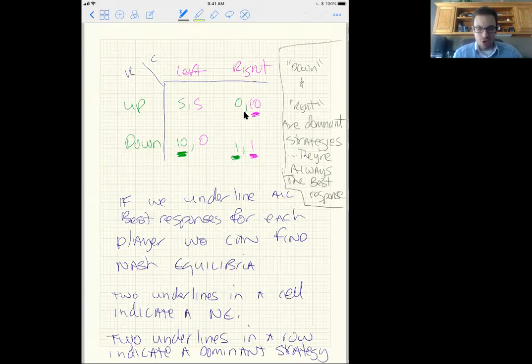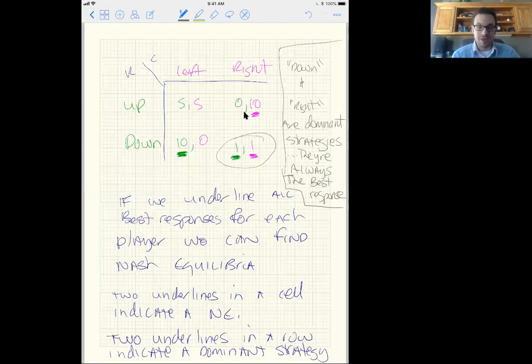If we underline all best responses for each player, following the method I've just described, then we arrive at the Nash equilibria, right? So it turns out 2 underlines in a cell indicate the presence of a Nash equilibrium, and that's this right here. The strategy profile down right, as I said before, is the Nash equilibrium for this game. And so we found this by best response. It actually turns out that choosing down is row player's best response when column player chooses right, and choosing right is column player's best response when row player chooses down.